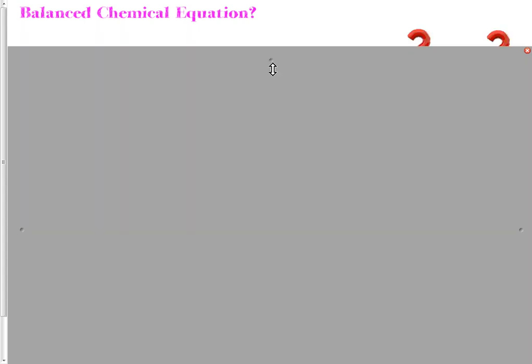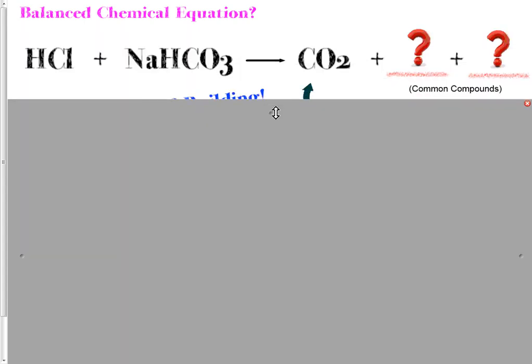Carbon dioxide. Okay, so by looking at that, this is the initial part of my equation. I'm going to be taking hydrochloric acid, I'm going to be reacting it with sodium bicarbonate, and it's going to make CO2. We don't know the other two. It says common compounds, though. It makes extremely common compounds.